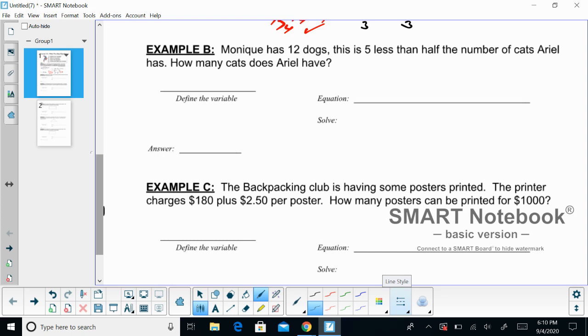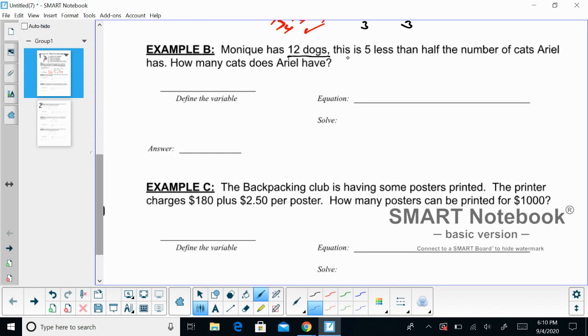Example B says Monique has 12 dogs. This is 5 less than half the number of cats Ariel has. How many cats does Ariel have? Now again, I'm going to reread this problem and see if I can find the important information. So we know that Monique has 12 dogs. That's an important piece of information.